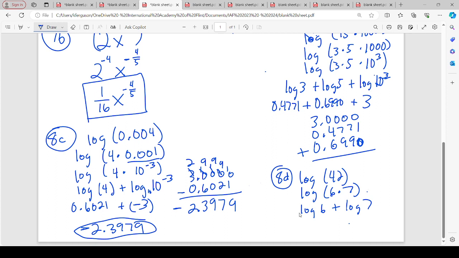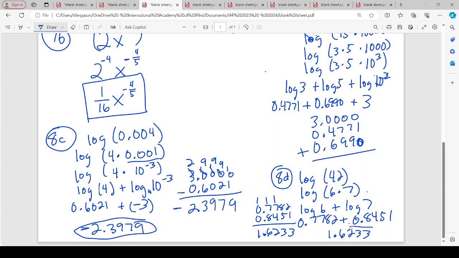So log of 6 is on the chart as 0.7782, and log of 7 is on the chart as 0.8451. And then I just add those together. I line my decimals up and add them together. So that's 3, that's 13, that's 12. So the answer is 1.6233. That's my answer for 8D.